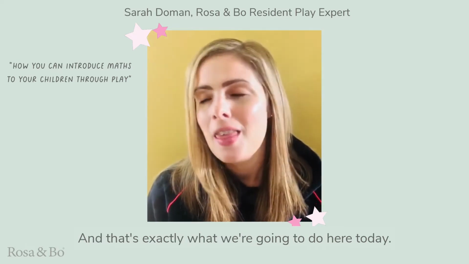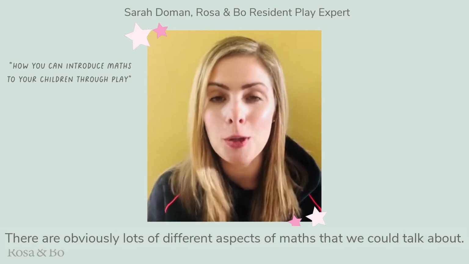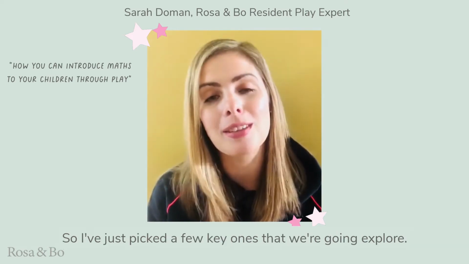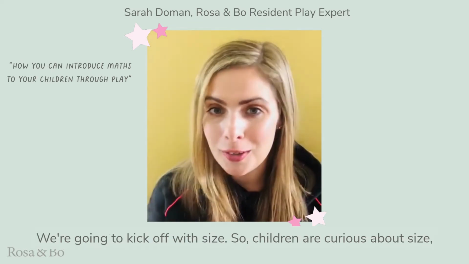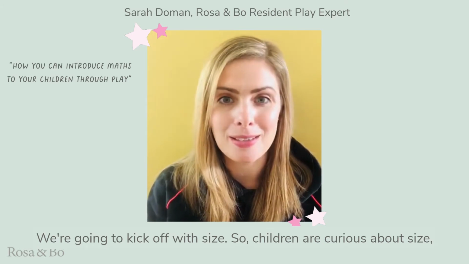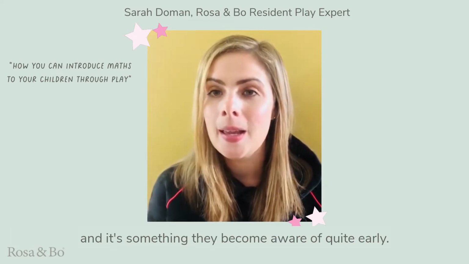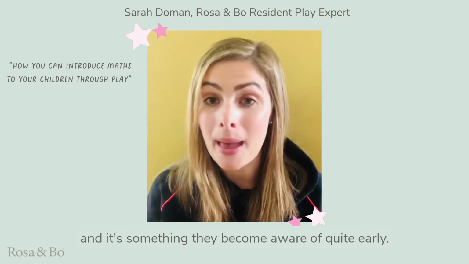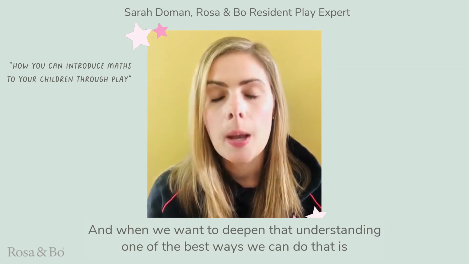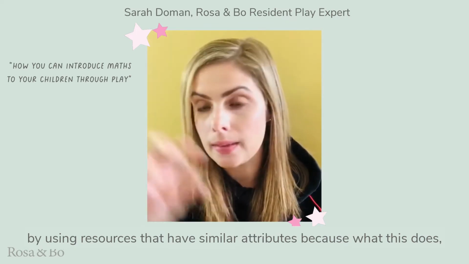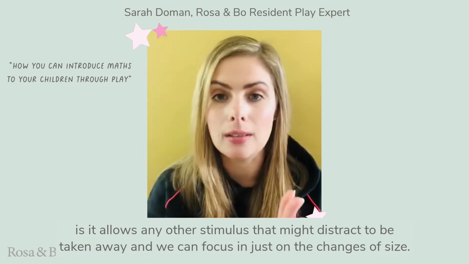So it's really worth spending some time thinking about how to do this, and that's exactly what we're going to do here today. There are obviously lots of different aspects of maths that we could talk about, so I've just picked a few key ones that we're going to explore, and we're going to kick off with size. So children are curious about size, they're curious about their size in relation to themselves and to other people, and it's something they become aware of quite early. And when we want to deepen that understanding, one of the best ways we can do that is by using resources that have similar attributes. Because what this does is it allows any other stimulus that might distract to be taken away, and we can focus in just on the changes of size.